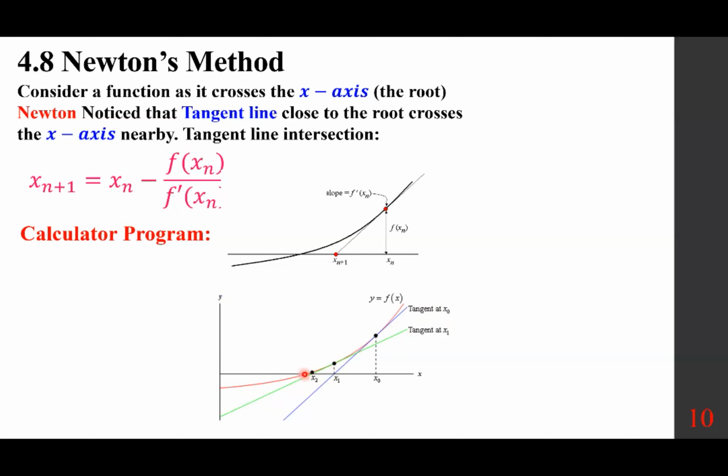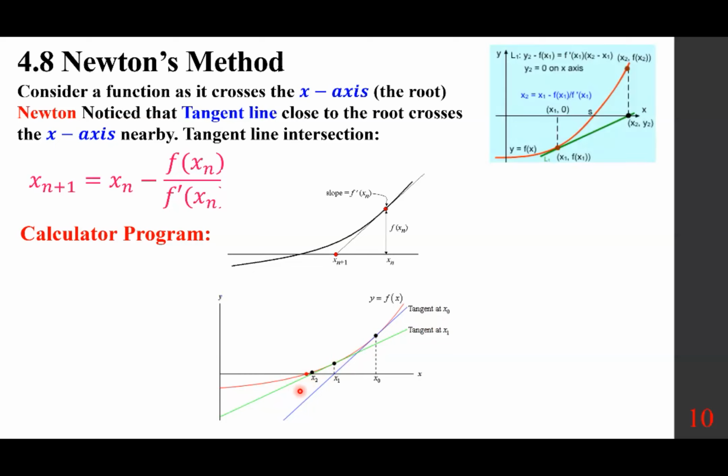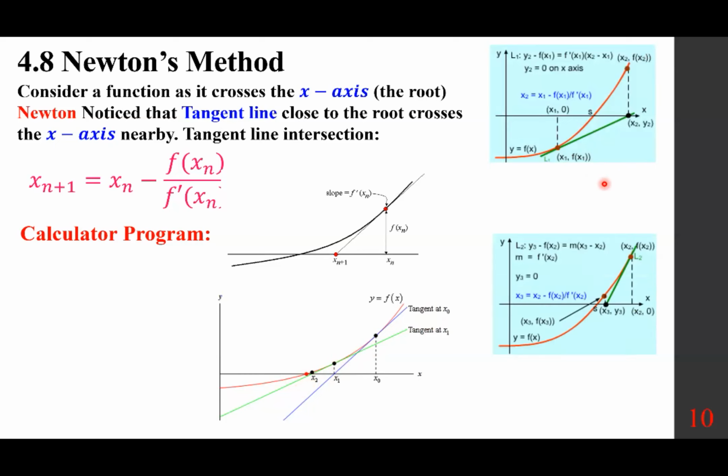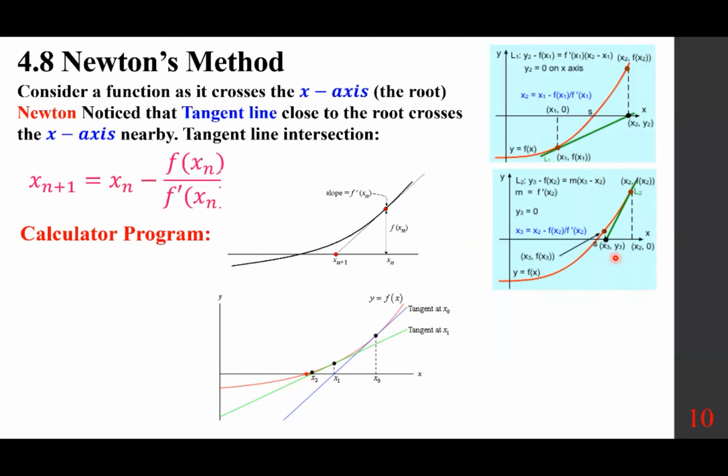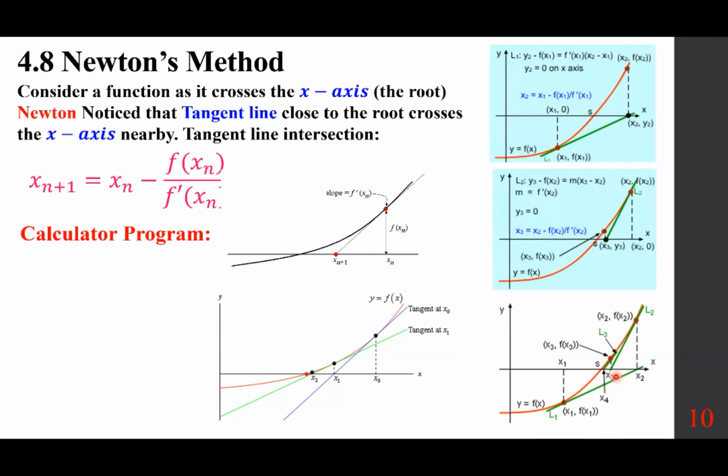X sub 2 is not the root. Remember, the root is the red point, but it's getting closer and closer. So we use the linearization or the tangent line using that formula. Then for the second point, x sub 2 is x sub 1 minus f of x sub 1 over f prime of x sub 1. X sub 3 is x sub 2 minus f of x sub 2 over f prime of x sub 2. Okay, the next point. And this thing continues, and it gets better and better approximation.